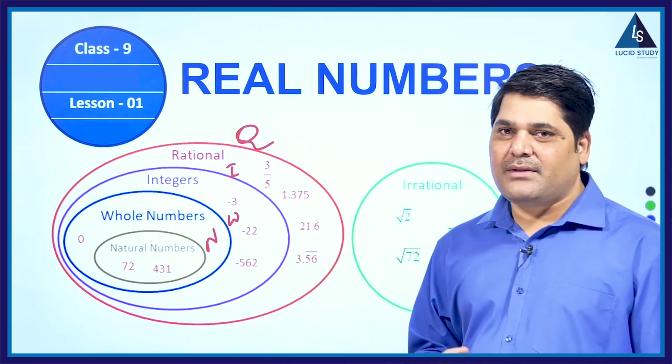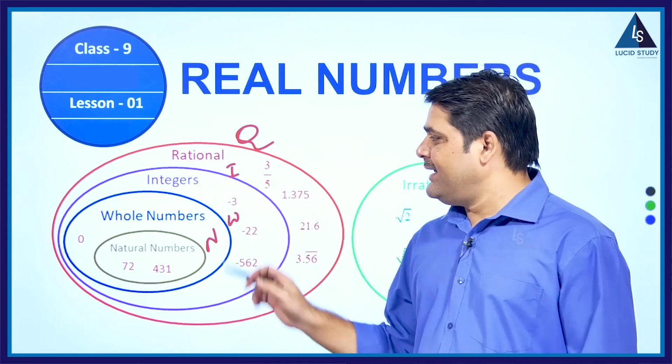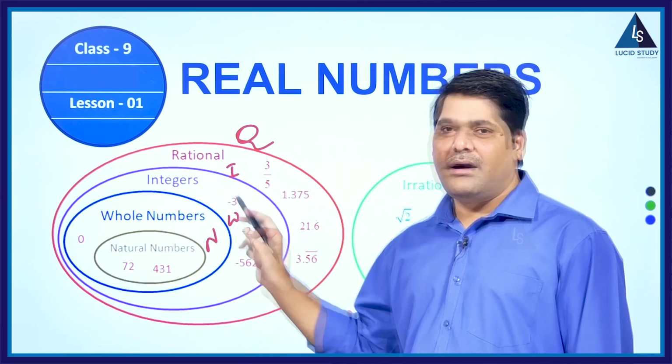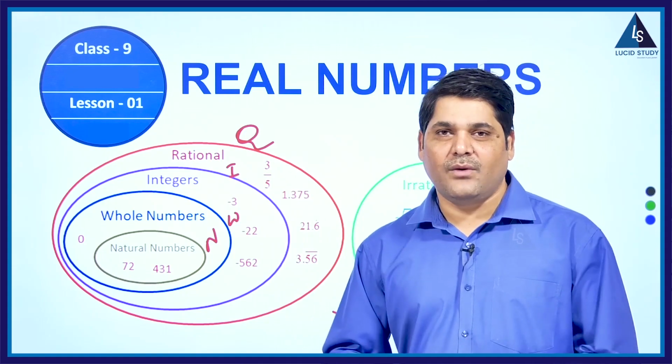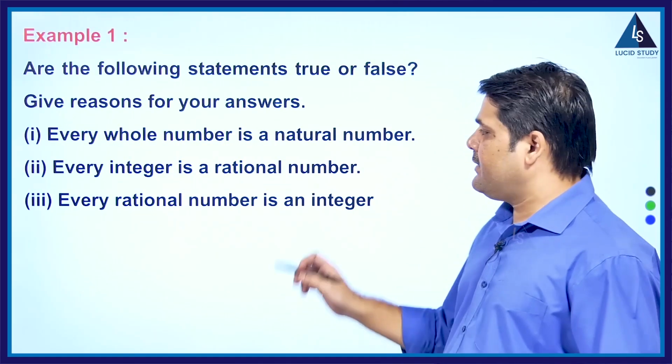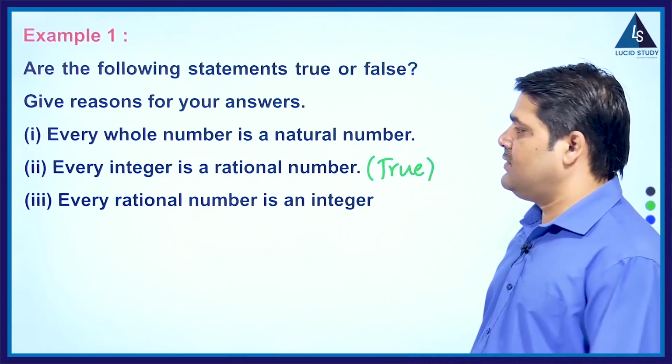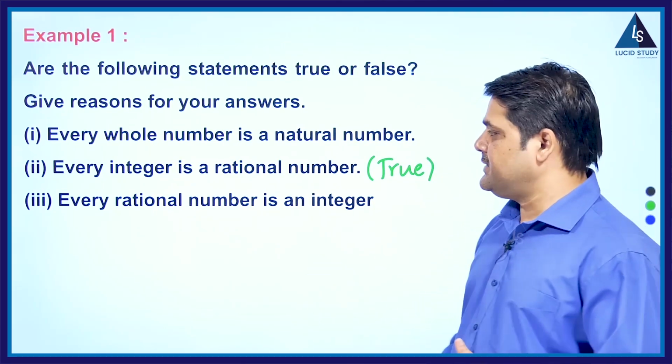So according to that, this is true, right? He is telling that all integers are rational numbers. Is it true? Yes, all integers are rational numbers only. So here this is true: every integer is a rational number.